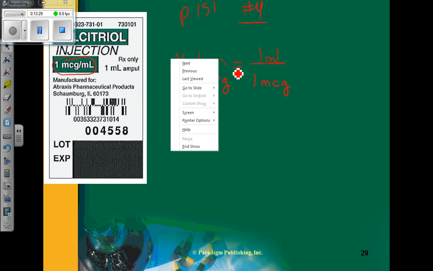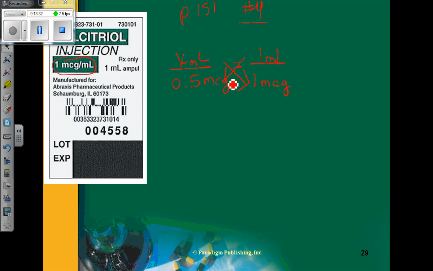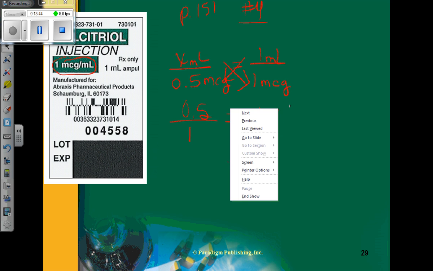Okay. Then you're going to cross multiply. X times 1 always goes on the bottom, so it'd be 1. 0.5 times 1 would be 0.5. Then you just work that out. 0.5 divided by 1 would be 0.5 milliliters.